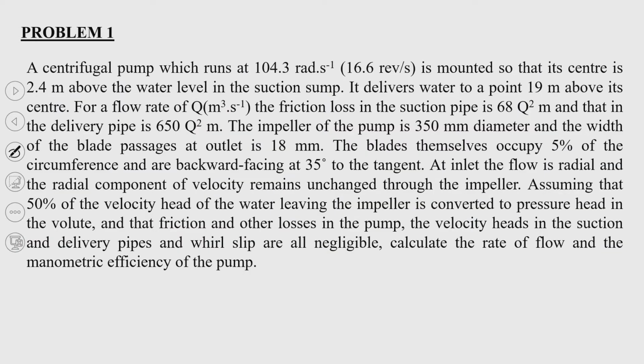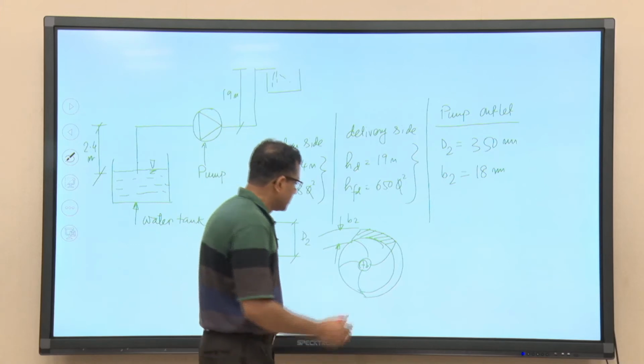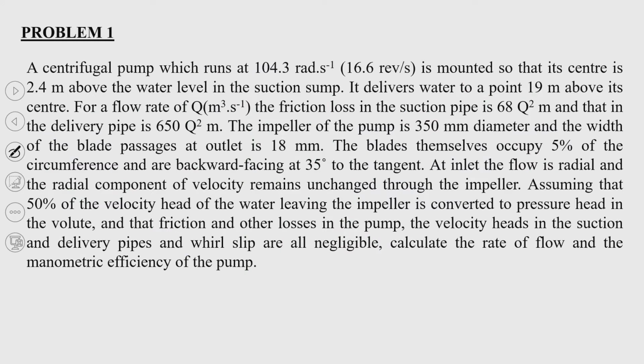Now, it is given that the blades occupy, basically if we look at the area at this circumference, we do not get it all for the water flow. Some part of the area is occupied by the blades. So, basically these are the blades. So, blades occupy 5% of the total circumference, and backward facing blades are at 35 degree to the tangent.